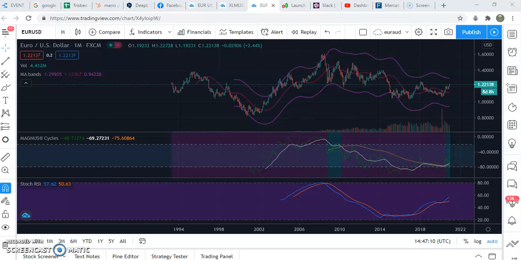So let's start with the euro against US dollar on a monthly basis. Why I've decided to start my analysis with the Forex is because I've detected a change in trend after several years. So what we see here is a perfect Gauss curve.